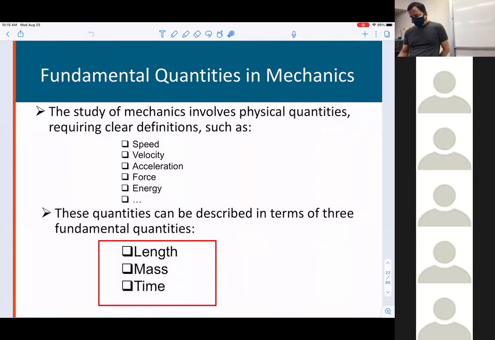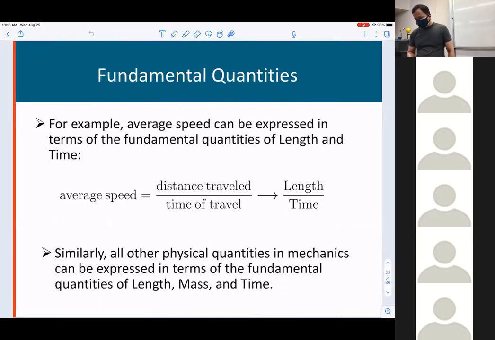Let's talk about what are called fundamental quantities in mechanics. There are 3 fundamental quantities in mechanics: length, mass, and time. Why do I call them fundamental quantities? Because all other observable things, like the speed of a car, the velocity, the acceleration, the force, the energy, if you were to try to measure these things, you are always measuring some combination of length, mass, and time. For example, if you were to measure the average speed of a car, you observe this car traveling and you want to measure its speed.